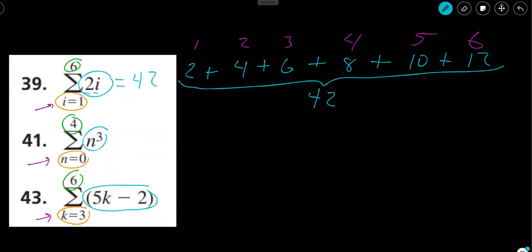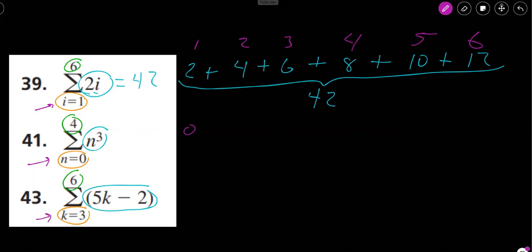The sum of positions 1 through 6, where each position is twice the position number. So position 1 is 2, position 2 is 4, position 3 is 6, etc. You add those all together, you get 42. Let's go to the next one.